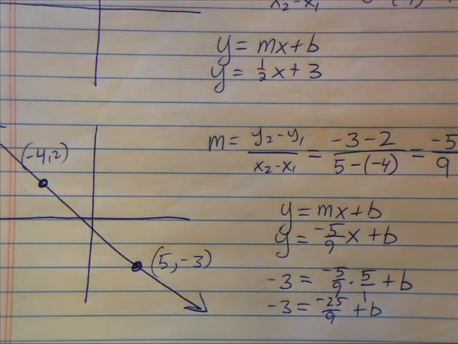I can't do it? In order to add, I have to have a common denominator. What's the common denominator? 9. So negative 3 happens to be negative 9 over 9 plus 25 over 9 happens to be, I think, 16 over 9.